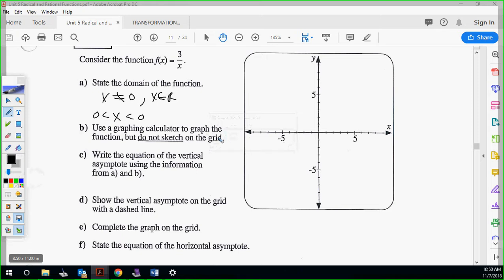Now we're going to write the equation of the vertical asymptote using the information from A and B. Obviously for the vertical asymptote, x can't be 0. So your vertical asymptote is going to be in the form x equals 0. If you draw your dashed line here, it's simply going to be the y-axis for this one, right?